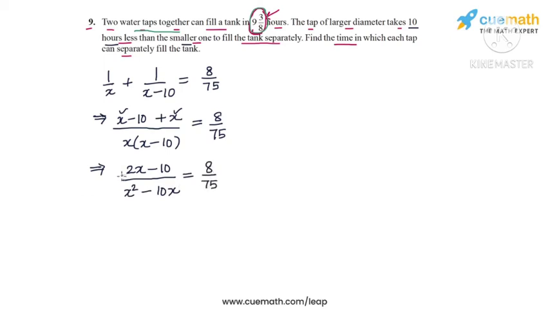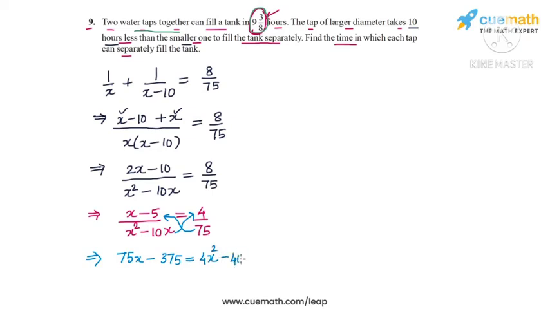Now if you want, you can cancel out a common factor of 2 on both sides because we have 2x minus 10. If we take out the common factor of 2, we get x minus 5, and in the denominator we get x squared minus 10x, and on the right side if we divide by 2 we get 4 by 75. Now let's cross multiply. So we have 75 times (x minus 5), so that's 75x minus 5 times 75, which is 375, and on the right side we have 4 times (x squared minus 10x), so 4x squared minus 40x.